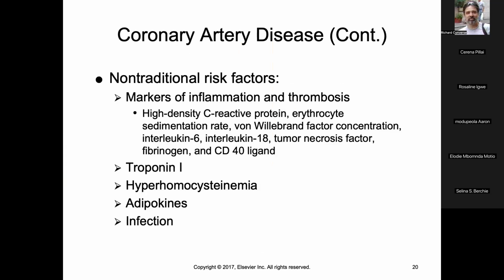Okay. Non-traditional risk factors are markers of high-density C-reactive protein, erythrocyte sedimentation rate, von Willebrand factor concentration, interleukin 6 and 18, TNF, fibrinogen, CD40 ligand. Okay, so let's talk a little bit about this. This is when we're talking about hyperhomocysteinemia. This is a medical condition that occurs when the body has abnormally high levels of homocysteine, an amino acid.